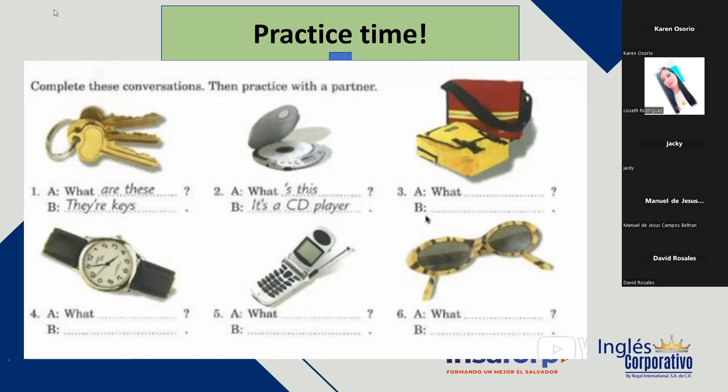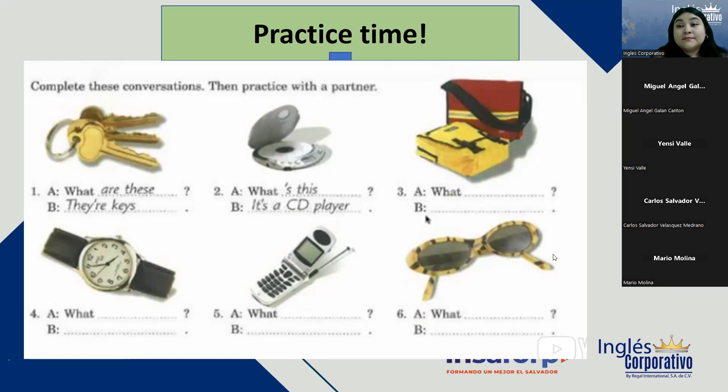Tengo una consulta, teacher. Sure, let me know. Estoy viendo ahí que tanto el reloj como el celular y los anteojos sería solamente con el mismo ejemplo que tenemos arriba, porque arriba tenemos solo el this y these. Sí, es que solo esos dos demonstratives estamos utilizando. De hecho, sí, hay uno que está en plural, el de los 3, 4, 5 y 6. Yes, only 3 and 6 is in plural, actually. Yes, the rest is singular.